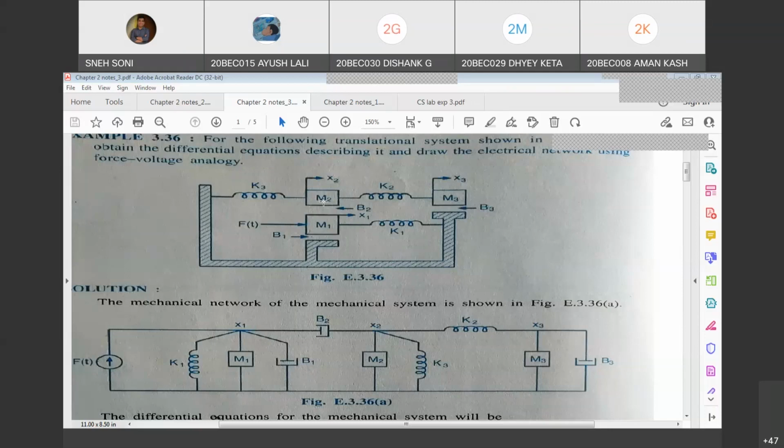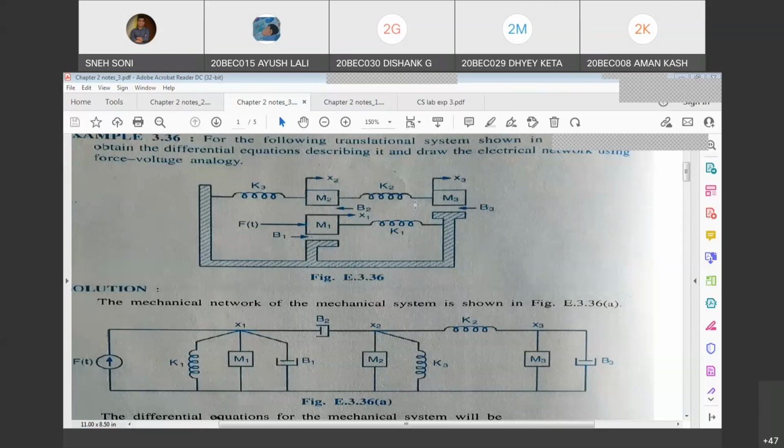Sir, is it K3 x2 plus M2 x2 double dot plus B2 (x2 minus x1) equals 0? K3 x2 plus M2 x2 double dot plus K2 into (x2 minus x3) plus B2 (x2 dot minus x1 dot) equals 0. That is right. Good. I hope all of you are clear.